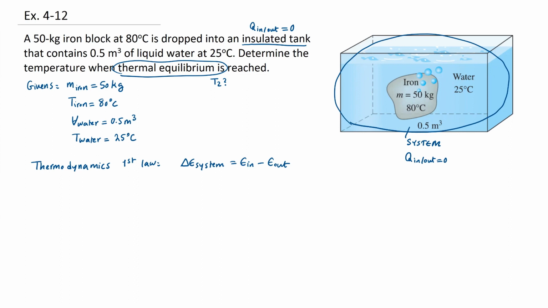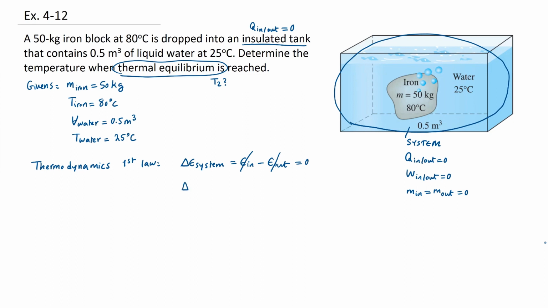There is no work done on or by the system, and there is no mass that gets in or out of the system. So the right-hand side of the equation will be equal to 0. There is no energy that gets in or out of the system.